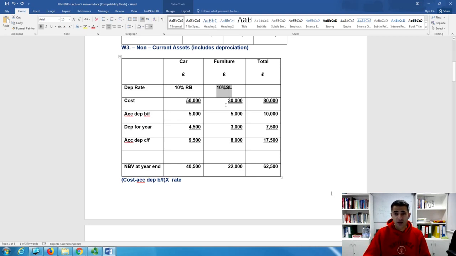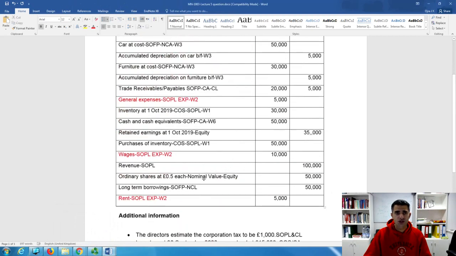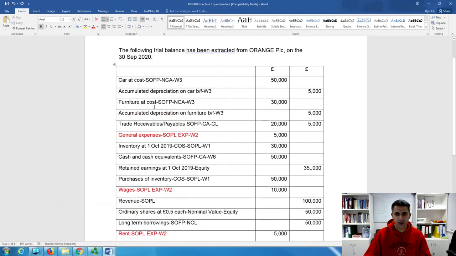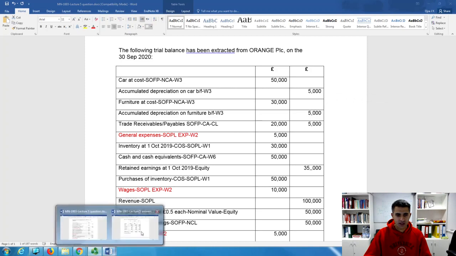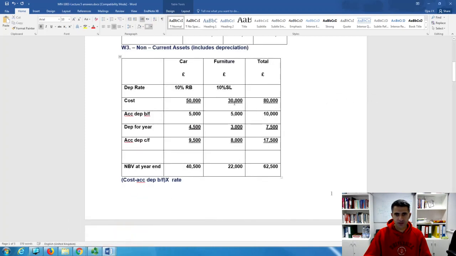So furniture, the cost. If you go to the question, you see the cost of the furniture. What's the cost of the furniture? 30, and accumulated depreciation for the furniture 5. Easy. In this case, here we go. 30,000, this is the cost of the furniture, and the accumulated depreciation brought forward is 5,000.